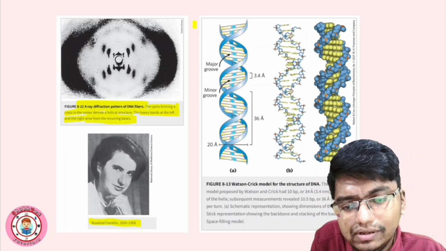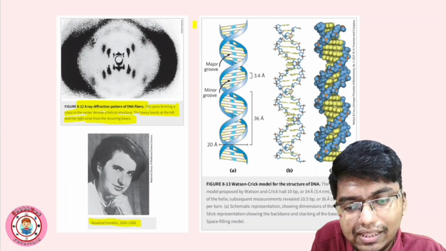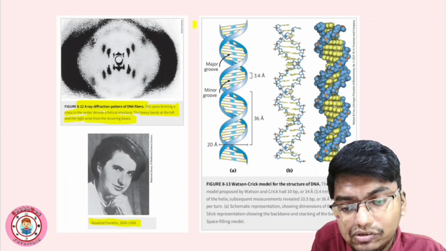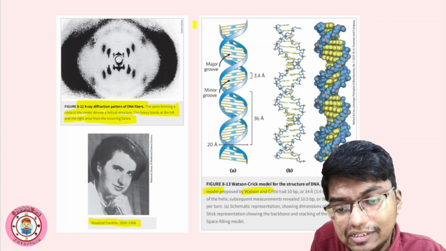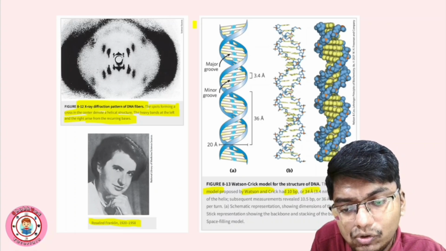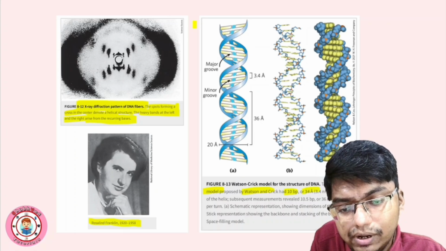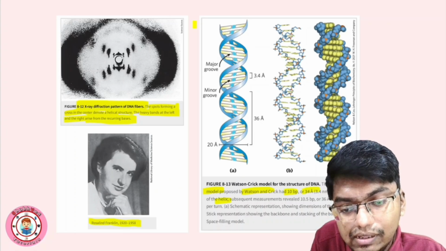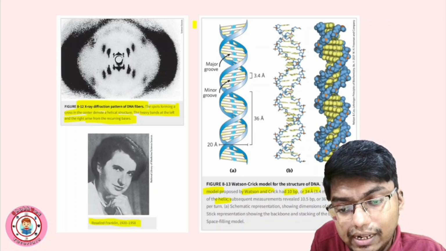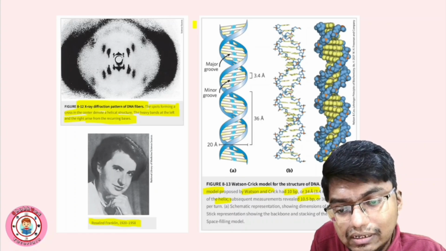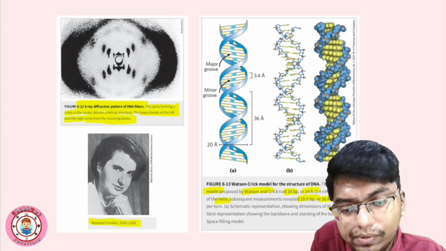This is a Watson-Crick model for the structure of DNA, right? The original model proposed by Watson and Crick had 10 base pairs or 34 angstrom per turn of the helix. Subsequent measurement revealed 10.5 base pairs or 36 angstrom, that is 3.6 nm per turn.